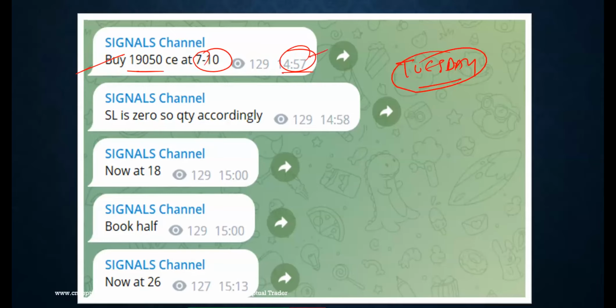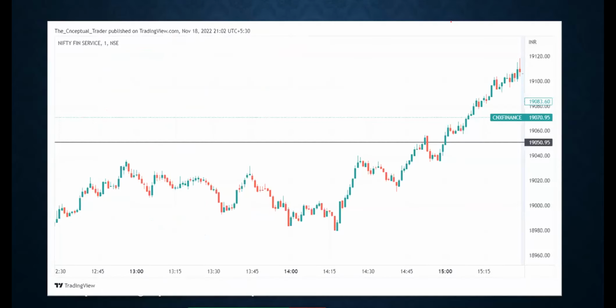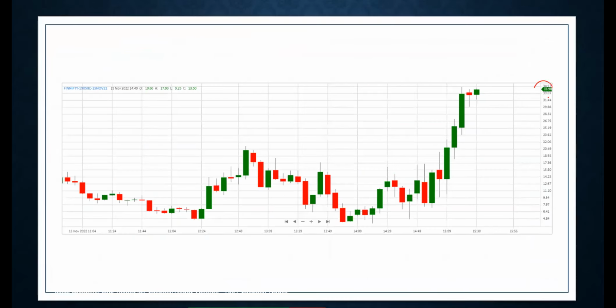It was at around 2:57, just a few minutes before 3 p.m. The stop loss was 0 because this was a zero-type trade. It went up to 18, we booked half at 26, and it eventually closed at around 34 rupees.